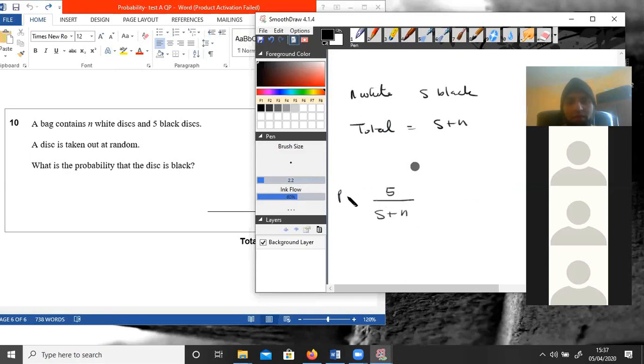Because when you're looking at the probability of something, we look at what we're interested in over the total. In this case, the total is 5 plus n. What we're interested in is 5, because they tell us that in the question. And then we can just put it into an equation. Notice when I write a probability equation, on this side of the equal sign, I write P bracket B, because I need to explain what I'm talking about. I'm talking about the probability of getting a black, which in this case is 5 over 5 plus n. Okay, so that's that part done.